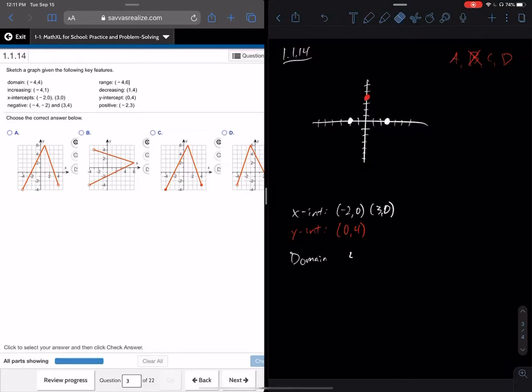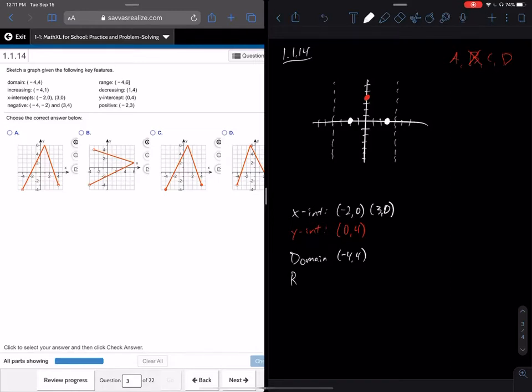is -4. So my domain is -4 to 4. That just tells me that my graph is going to be somewhere in this window. Now that doesn't really cut out too much, although if I look at option B again, see how it goes all the way off to the right to 6. We've already eliminated B, so that's not too helpful to us.